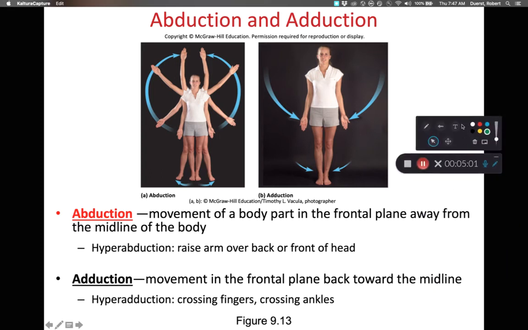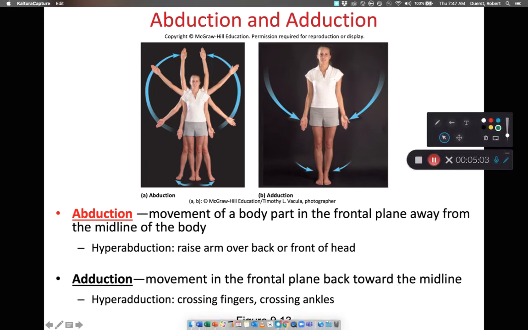Man, this presentation goes a lot faster in person because I can actually wiggle in front of the class, as opposed to doodling on the screen. Let's talk about abduction and adduction.